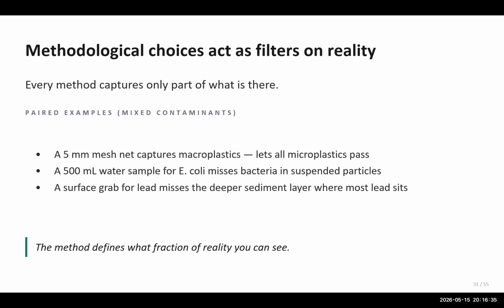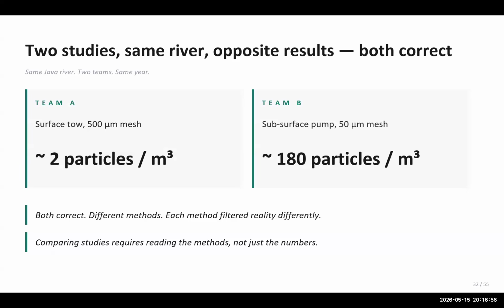So the method will define what fraction of reality we are measuring, what we can see, what information we can take. If you change the method, you will see a different result. And this is not a mistake. This is because of physics in the environment. So an example could be two studies, same river, but we find opposite results.